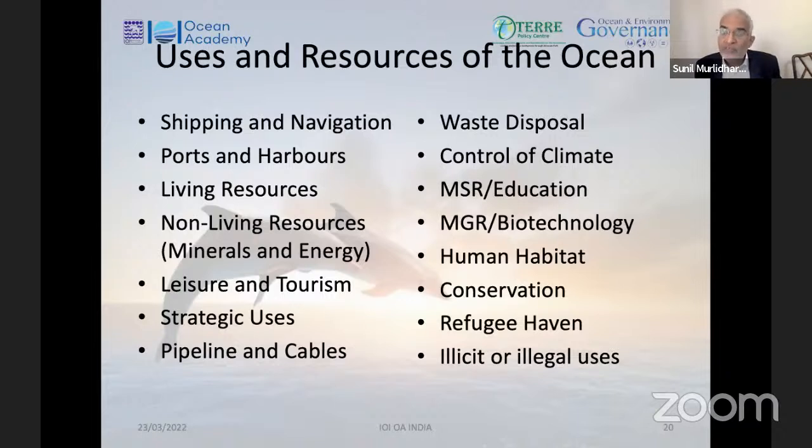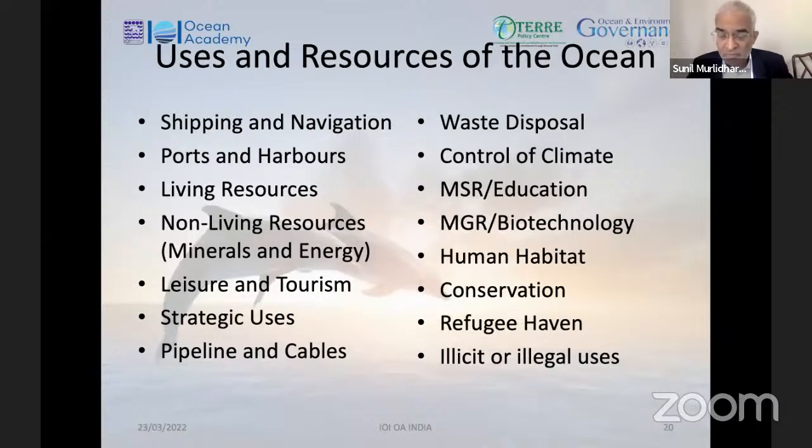Then I put marine scientific research and education, what you and I are doing now. Education, learning about the ocean, learning from the ocean, and learning what to do, how to deal with the problems that we face with the ocean. So that's very important. And marine scientific research gives us a clue to that.